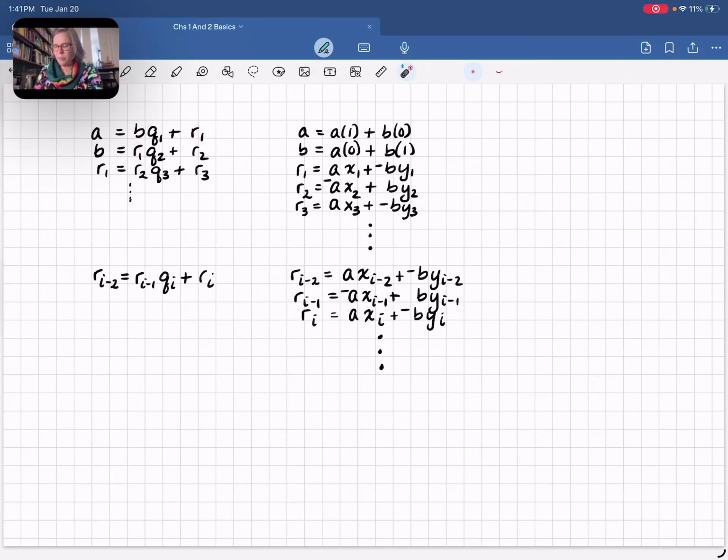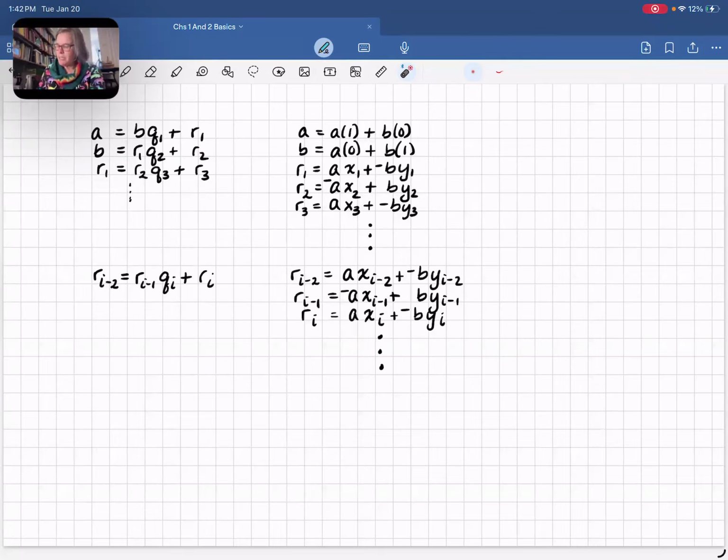b is r1 times q2 plus r2. And then we repeat the process again with R1 and R2. We just keep taking the divisor from the previous step and the remainder, and then repeating the division algorithm over and over again. And then eventually you get 0 as a remainder. And whatever the remainder was right before that, that's your GCD. Okay, so that's what's on the left.